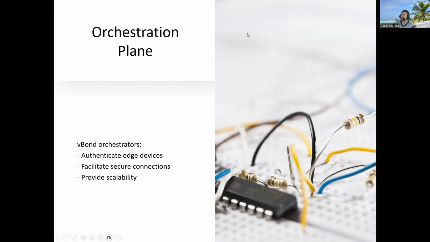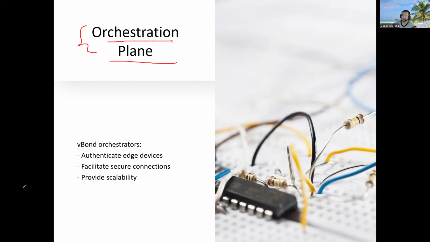Now, orchestration plane. What do you think about orchestration plane? What comes to your mind when we are talking about orchestration plane? So the vBond orchestrators, that's a difficult one for me. It authenticates edge devices, facilitates secure connections, and provides scalability. That's basically what the vBond orchestrators do. Authenticate edge devices, facilitate secure connections, and provide scalability.